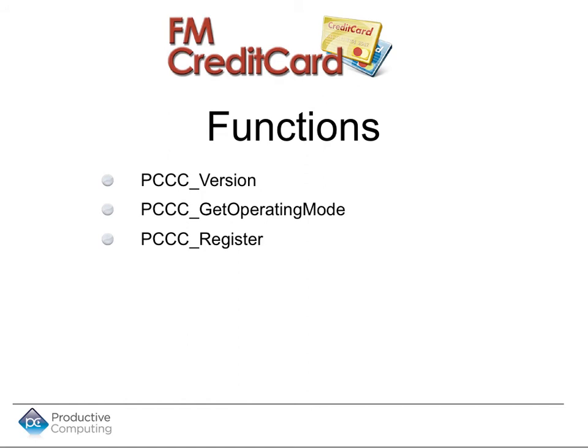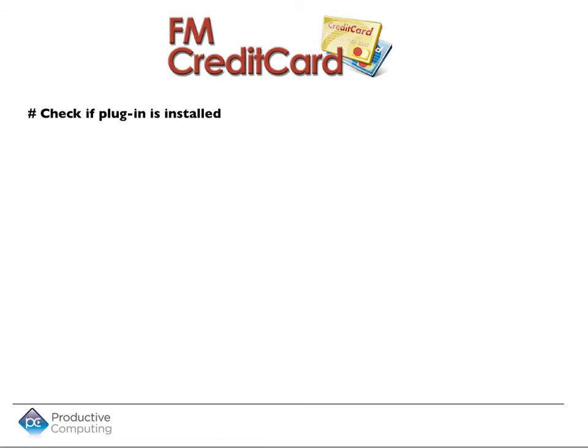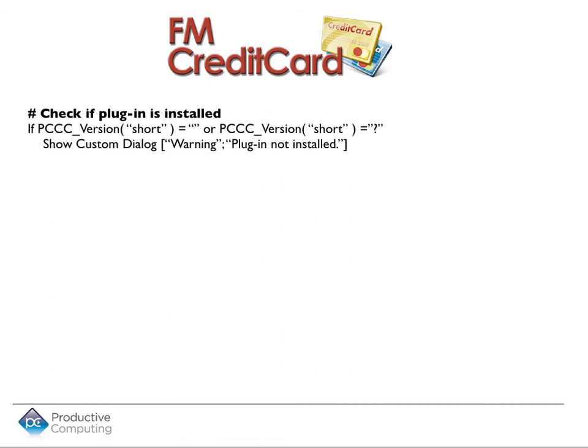Let's take a look at the FileMaker script steps of a plugin checker script. First, let's check to see if the plugin is installed by calling the version function. This function will return empty results or a question mark if the plugin is not installed. We can show a custom dialog if the plugin is not installed, alerting the user, and it might even be a good idea to go back to the main setup layout and halt the script.